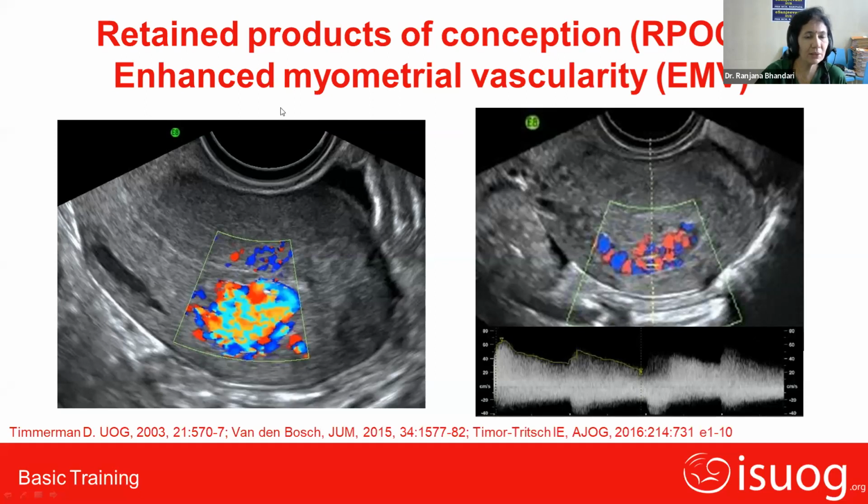But so many times we can also get enhanced myometrial vascularity due to arteriovenous fistula. So we have to differentiate RPOC from arteriovenous fistula. In arteriovenous fistula, because there is absence of capillaries between arteries and veins, we get a lot of orange color, a lot of flow within it, high velocity blood flow with low impedance. They also say that if the peak systolic velocity is more than 40 centimeters per second, we can confirm it as a case of arteriovenous fistula.